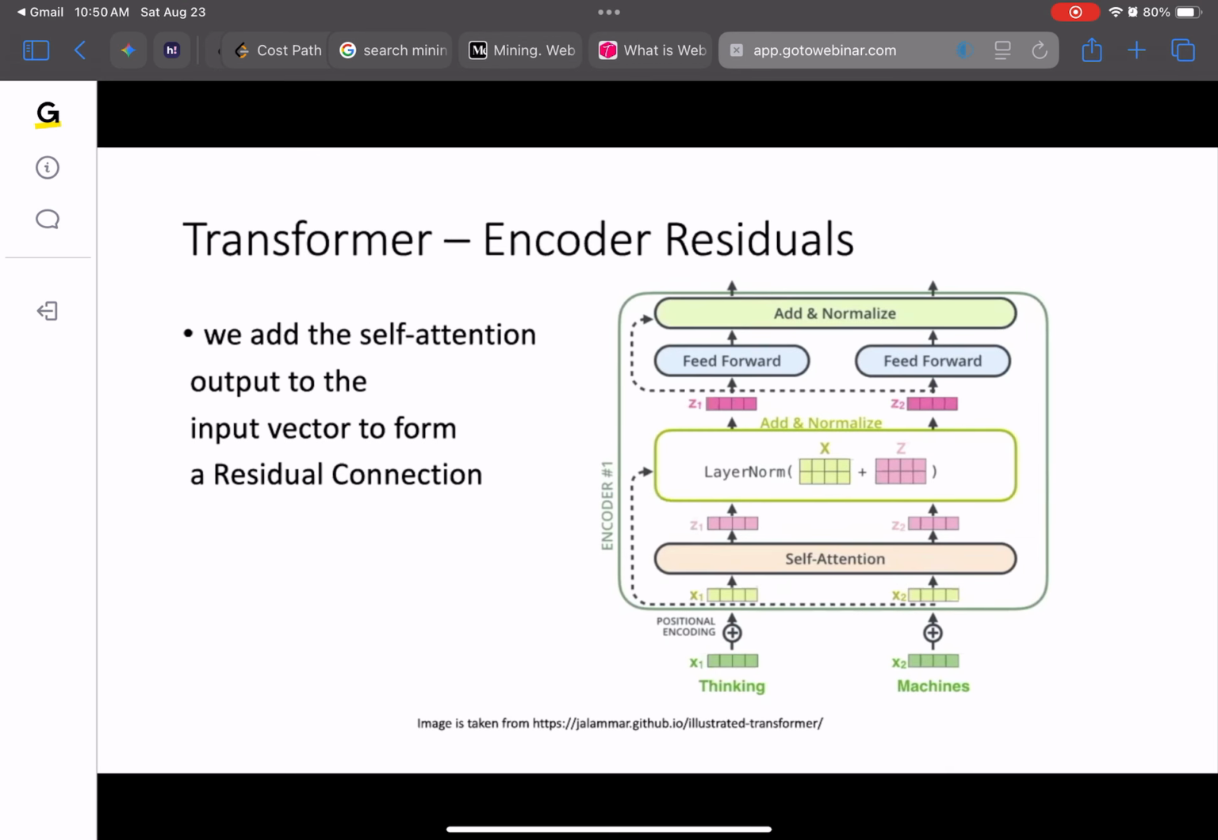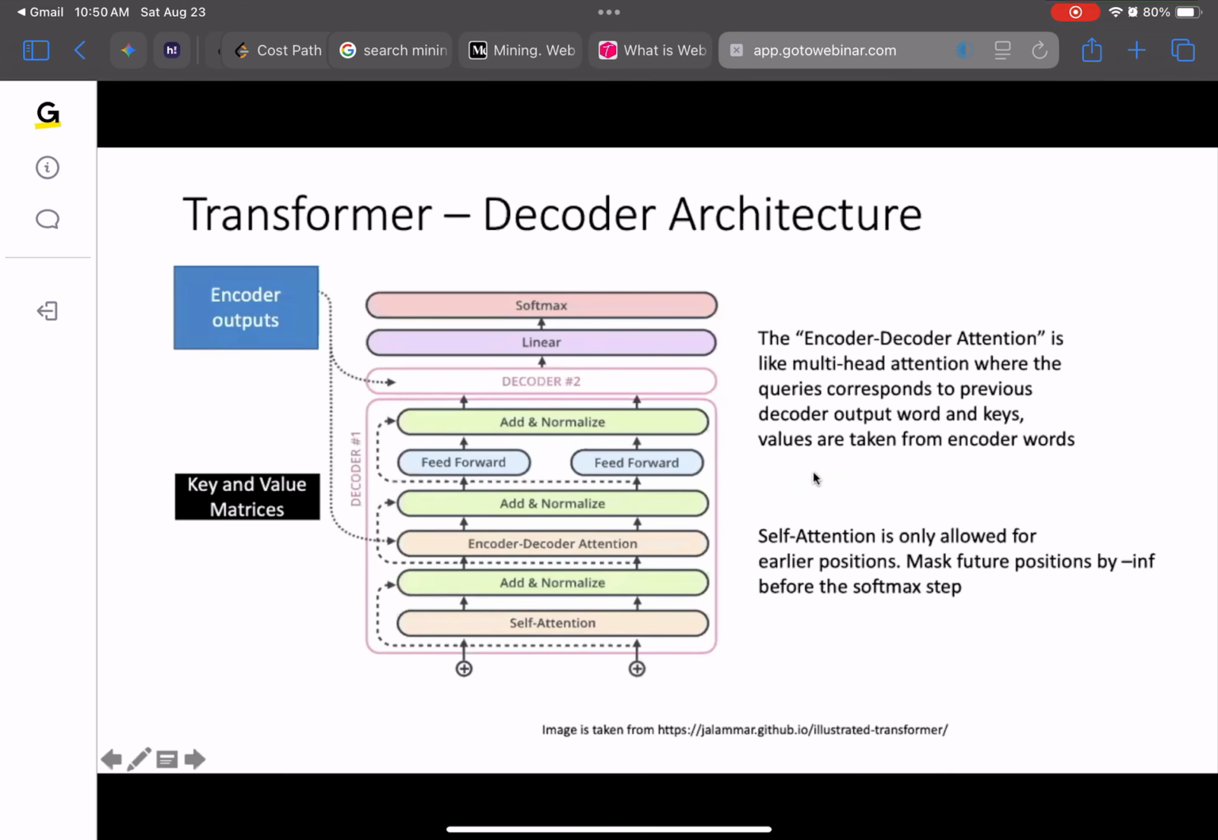Now let's proceed to the decoder part. So the encoder outputs that were produced earlier are supplied to the decoder blocks as well. The decoder typically contains 2 main components. One component is encoder-decoder attention, and the other important component is self attention.